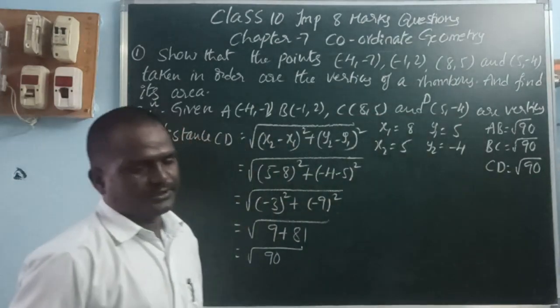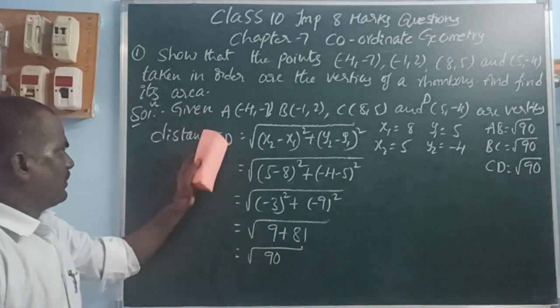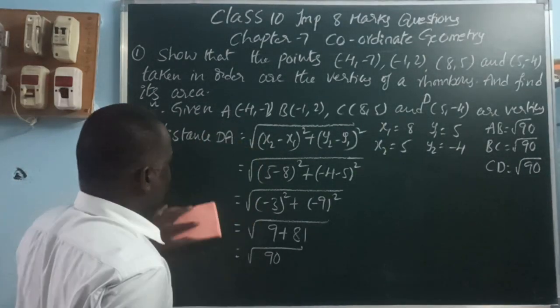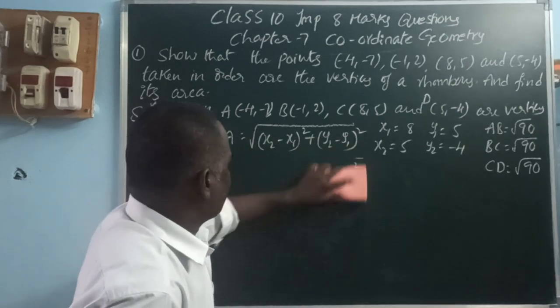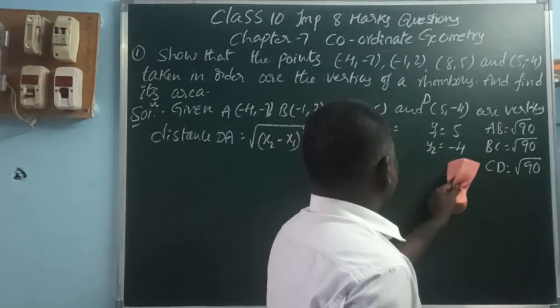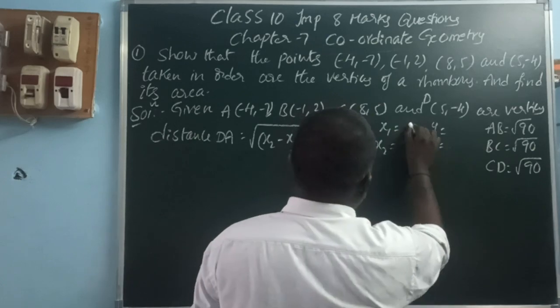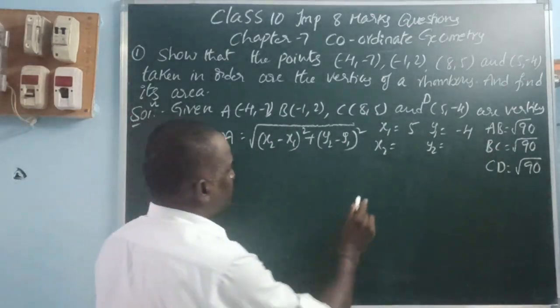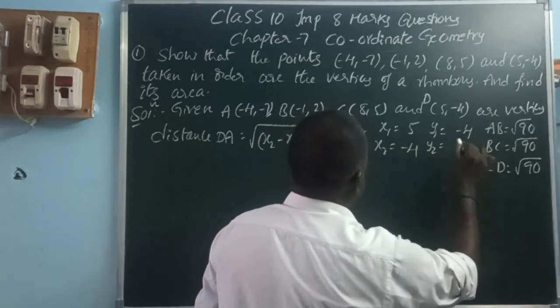Square root 90. Next, the distance DA. The point D has x coordinate 5, y coordinate minus 4. The point A has x coordinate minus 4, y coordinate minus 7.